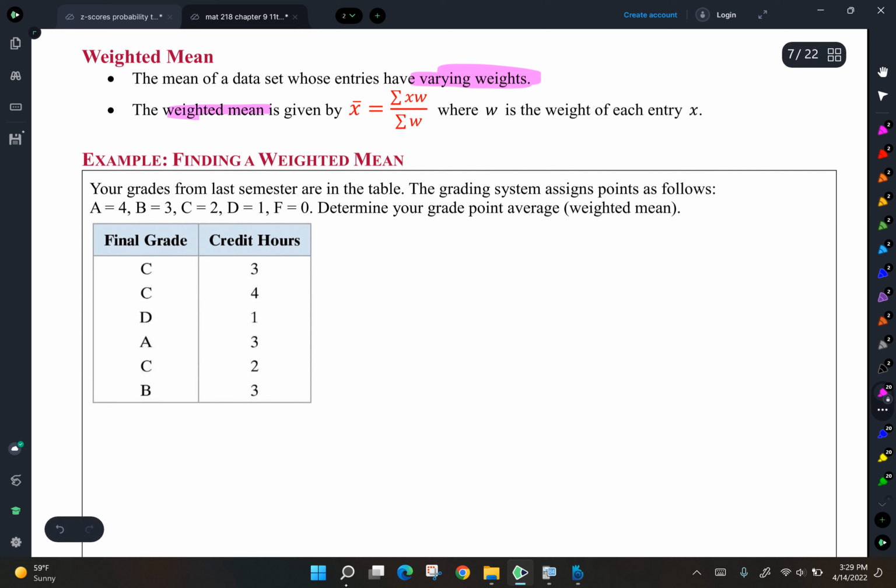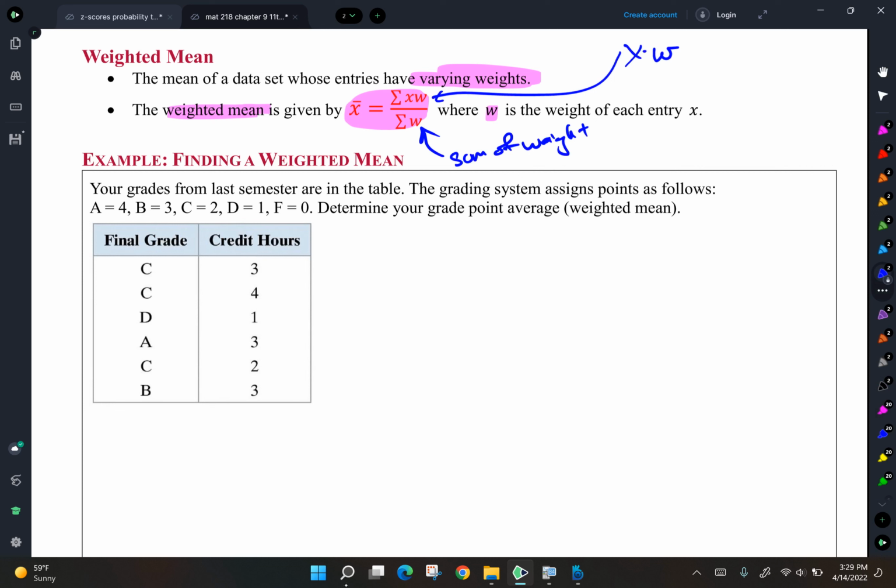The weighted mean formula says that the weighted mean is given by this formula, where we still get our x bar, and our numerator is the sum of the x's times the w's, where the w is the weight of each entry, and our denominator is the sum of the weights. So downstairs, that's just the sum of all the weights, whatever those weights might be, and our numerator is the x times the w, and then add all those up. Right? It might make a little more sense after we do an example.